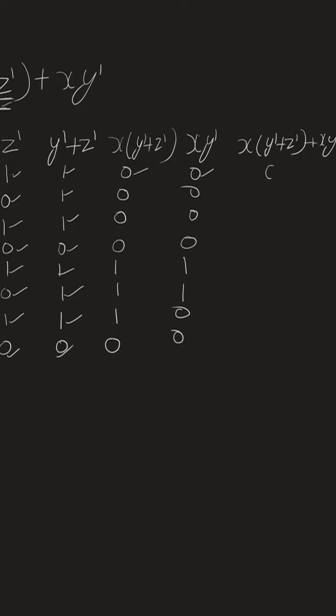0 plus 0 is 0, 0 plus 0 is 0, 0 plus 0 is 0, 0 plus 0 is 0. Then 1 plus 1 is 1, 1 plus 1 is 1, 1 plus 0 is 1, and 0 plus 0 is again 0. So this is your truth table for the Boolean expression x bracket y complement plus z complement plus x y complement. So this is your truth table.